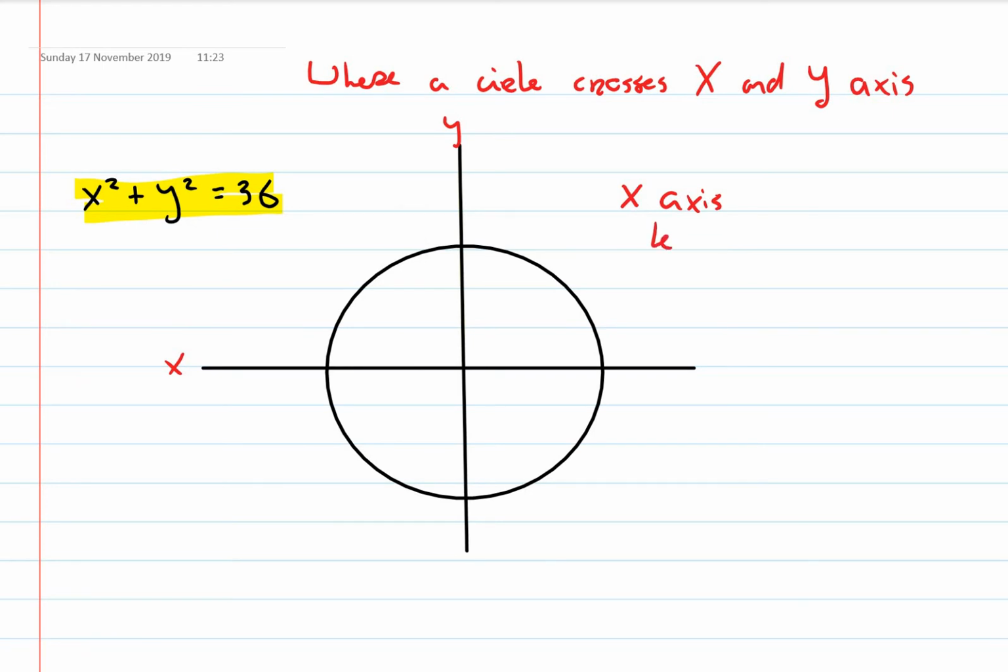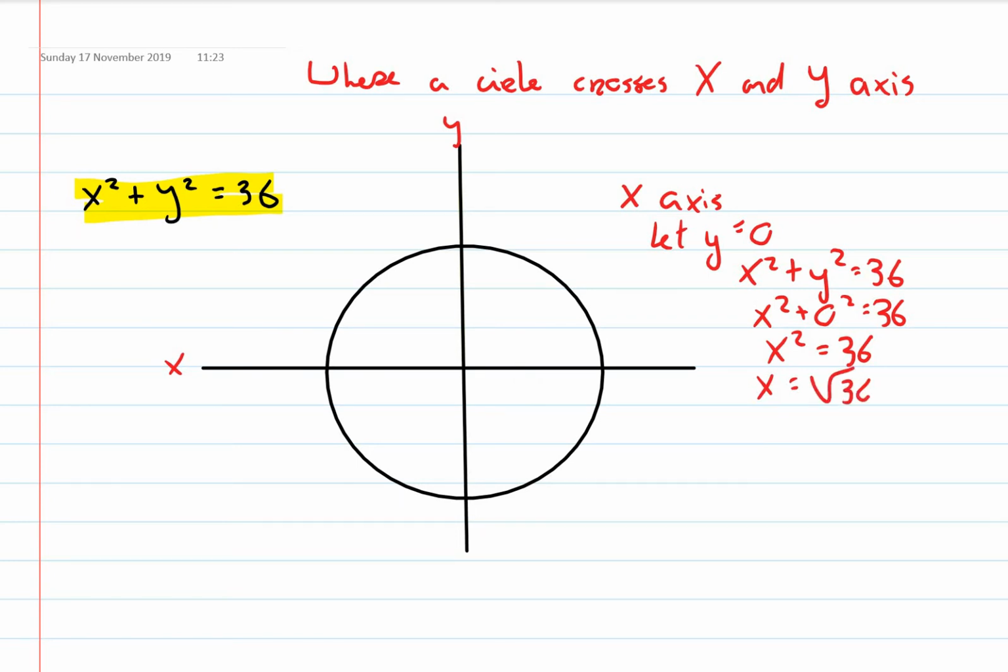I just let y equal 0 and solve for x. So we'll let y equal 0: x squared plus y squared equals 36, x squared plus 0 squared equals 36, x squared equals 36, so x equals the square root of 36, so x equals plus or minus 6, because the square root of 36 could be 6, or it also could be minus 6.